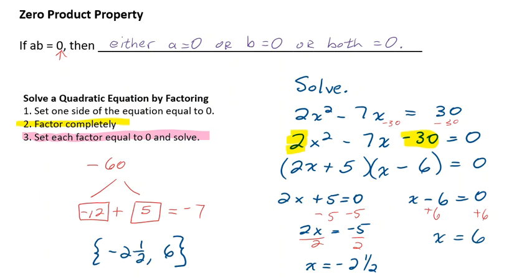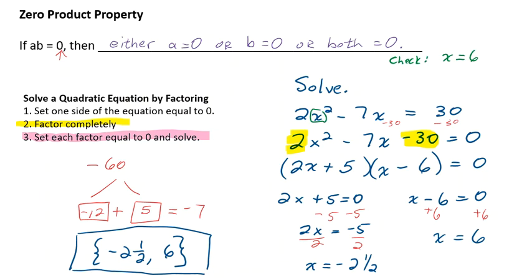This is not an ordered pair. This is a list of solutions. So I could go back to the original equation if I wanted to and check. Let's check x equals 6. So I'm going to put 6 in for these x values, and let's see if it works. 2 times 6 squared minus 7 times 6. That's going to be 2 times 36 minus 42. This is supposed to come out to be 30.